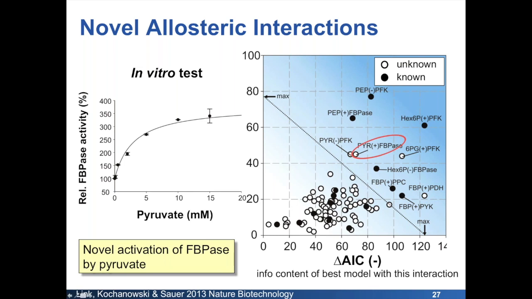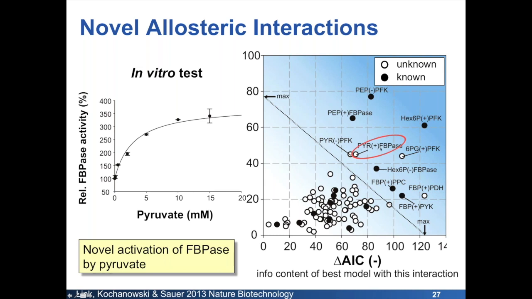And so I pointed already to the pyruvate activation of fructose bisphosphatase. So this is now the opposite effect. That's a molecule from lower glycolysis that informs the upper part of glycolysis that it should be more active. And so this is one of the very strong predictions that we made, with very high confidence in this particular prediction.